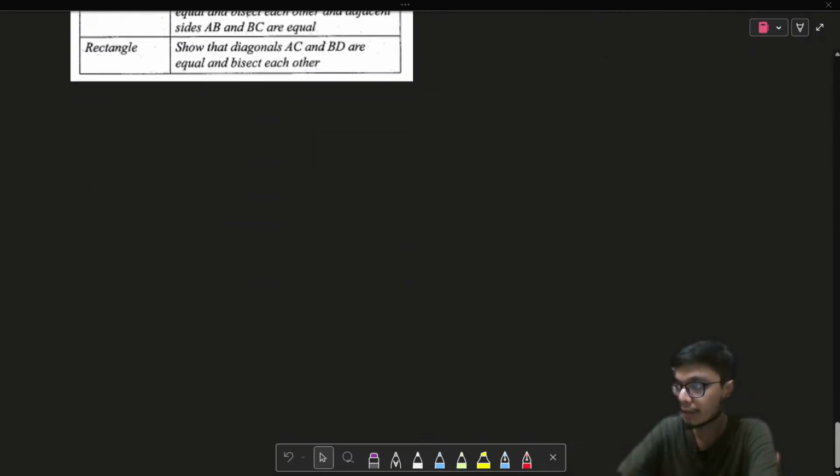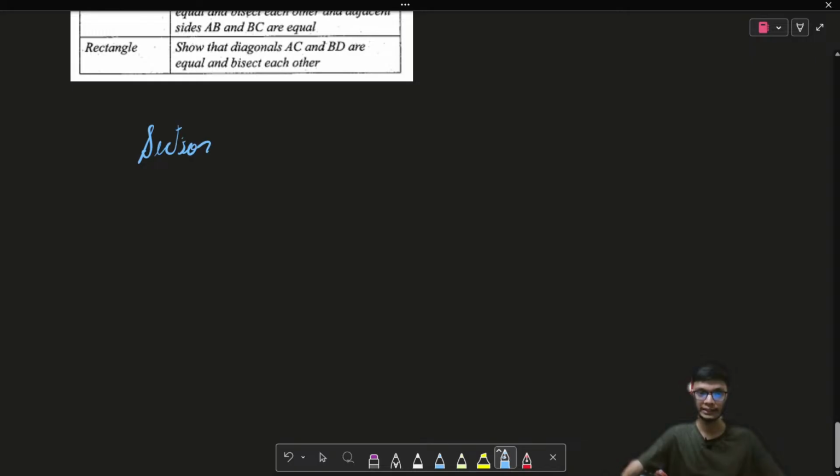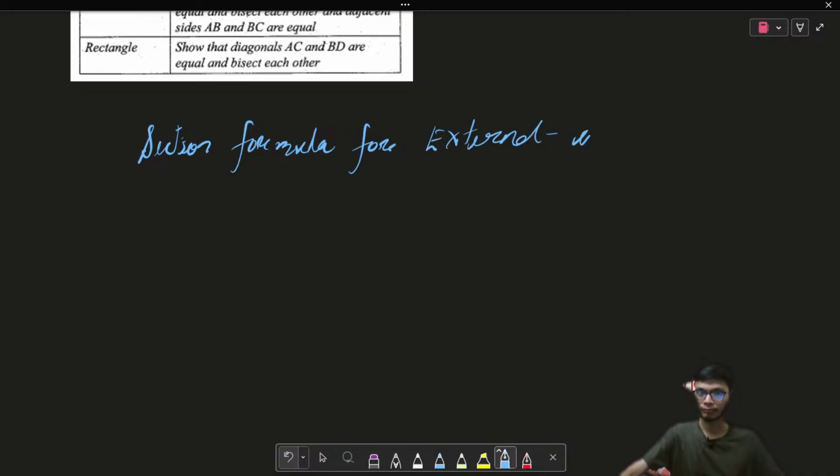Today we are going to discuss first of all how we do the section formula in case of external division. Section formula for external division is shown over here. Let us now try to understand what is meant by this term, external division.